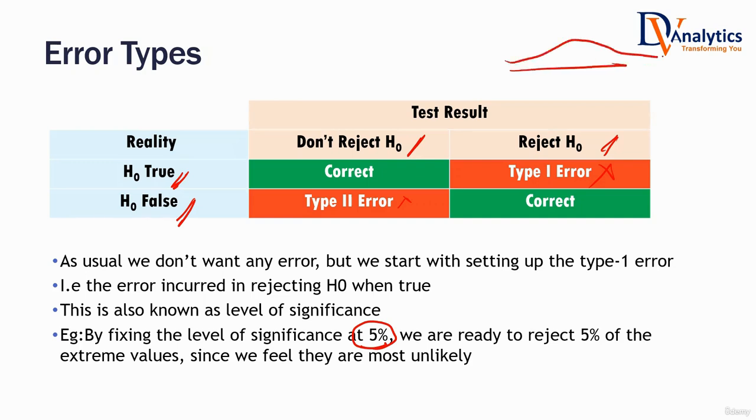Even though there is a chance beyond 5%, 95% of the times we accept it, and we tend to reject the values that are falling beyond those limits.